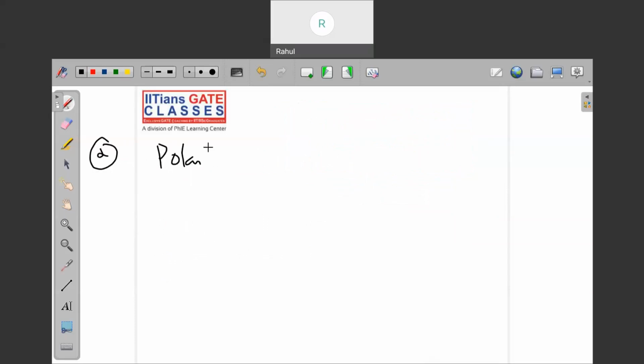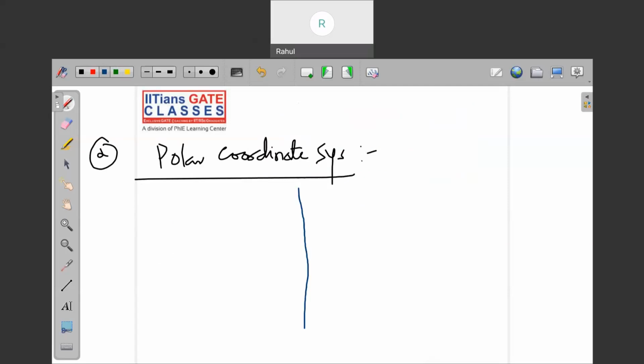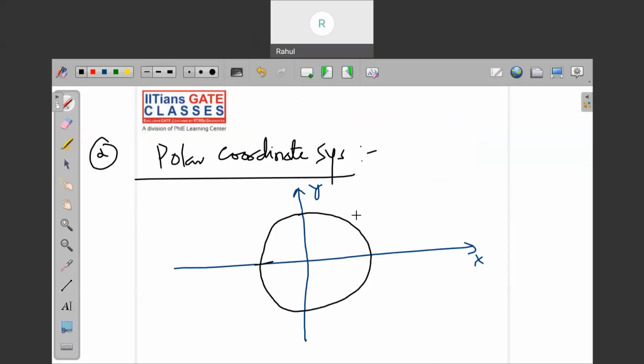Polar coordinate system. In the polar coordinate system, again the same story, we have to take the help of the Cartesian coordinate system only. This is the x-axis and this is the y-axis. And we have to take one circle. Let me draw this circle properly. There is a circle, and there is a point P we will take on the circle itself. This point P will be there.